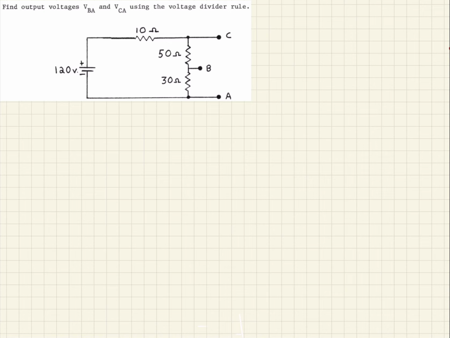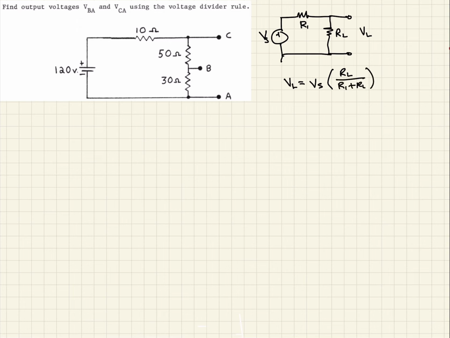So let's do a quick reminder of what that is. If we have a circuit that has two resistances here, and we have some source here, we'll call this R1 and this RL, or our load. We can determine what the voltage across the load is with the simple equation of VL is equal to VS times RL over R1 plus RL. So utilizing that, let's see if we can come up with some answers here.